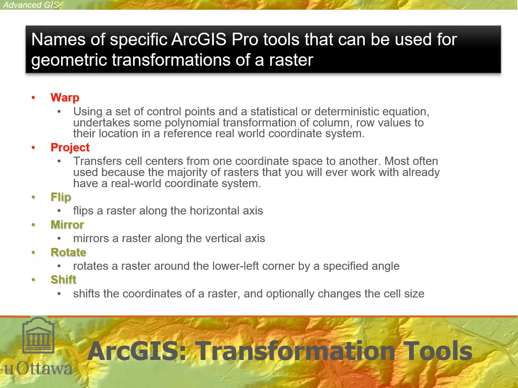Now, those things that I just talked about, warping, projection, translation, rotation, etc., can be done using these tools in ArcGIS Pro. For example, there's a warp tool to undertake what is called georeferencing. There's a project tool to change coordinate systems that are already real-world coordinate systems. And there are even functions to flip, mirror, rotate, shift, translate, and rescale rasters.